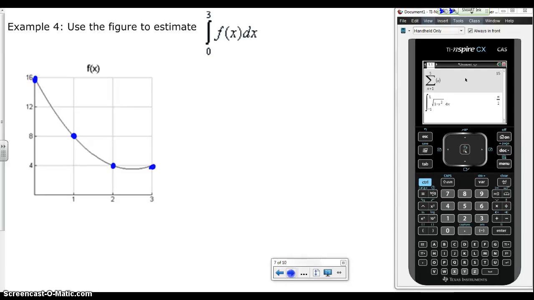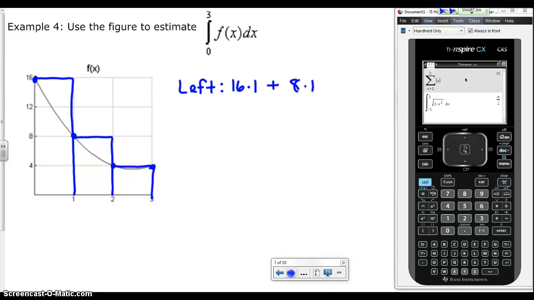every one whole number. So if I'm going to do a left-hand sum, I'm going to start at the leftmost endpoint and make a rectangle. And then I'm going to start at the next left point, make a rectangle, and one more. So I'm going to get 3 rectangles out of that. So my left-hand sum, that first rectangle is 16 times 1, second rectangle is 8 times 1, and the third rectangle is 4 times 1. So my left sum adds up to 28.